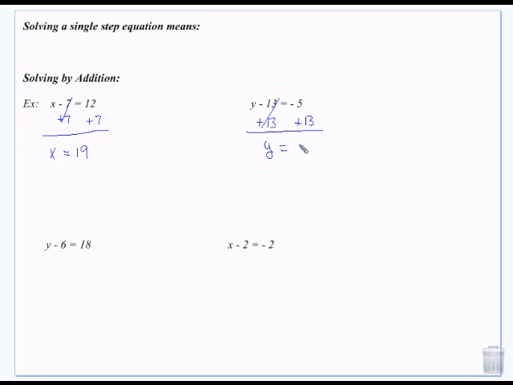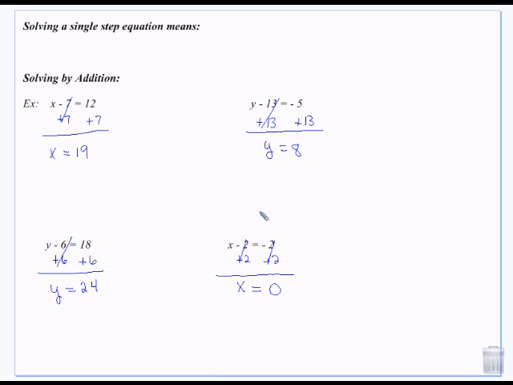Negative 5 plus 13 is 8. Right, I owed you $5. I had 13. I gave you your 5, and I have 8 left. Okay. y minus 6. I'm going to add 6 to both sides, again because those cancel. y equals 24. x minus 2 equals negative 2. Well, if I add 2 to both sides, those cancel and those cancel. 0.